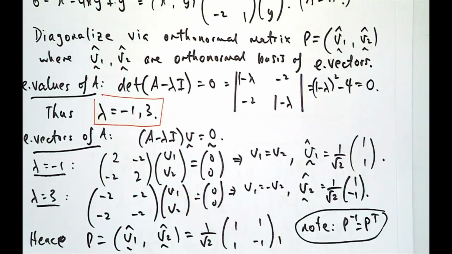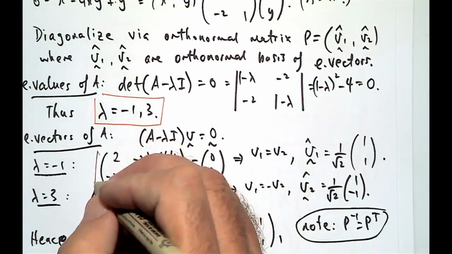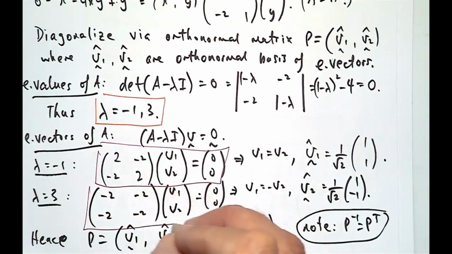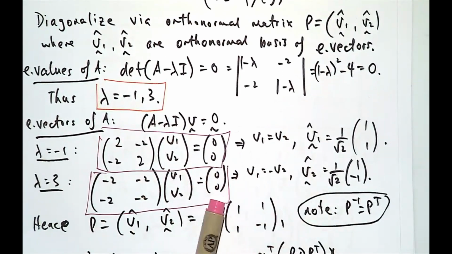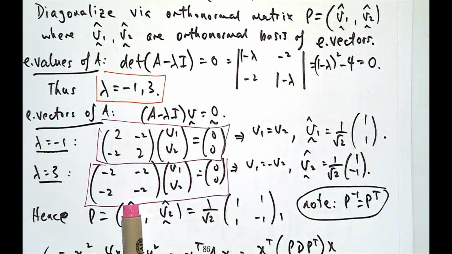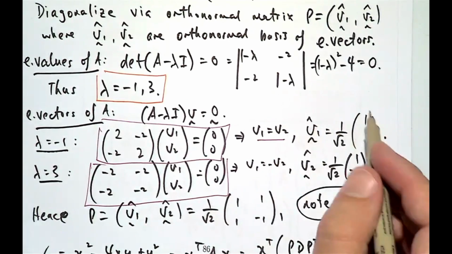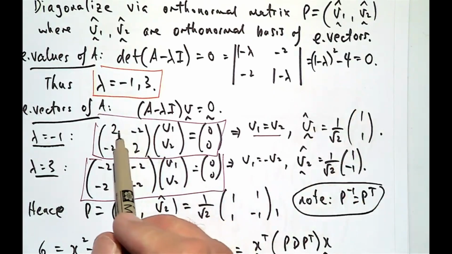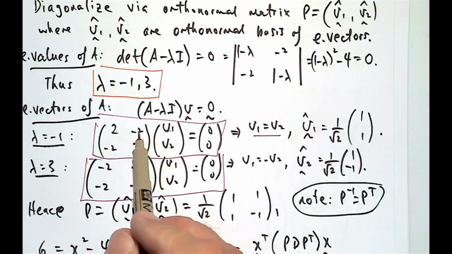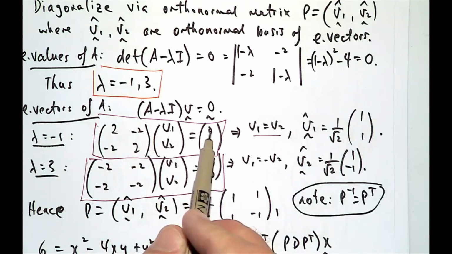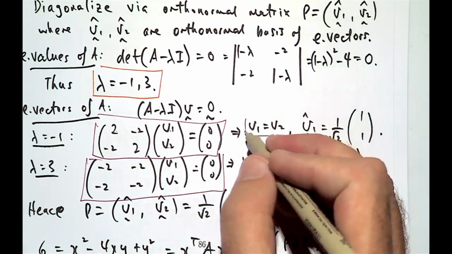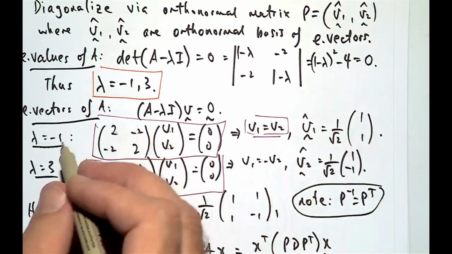People freak out when they need to solve these sort of equations. Okay? Because it's not clear how you go from this to this. Yeah, so basically the first line says 2v1 minus 2v2 equals 0, right? So you know v1 equals v2 for this case. Yeah?